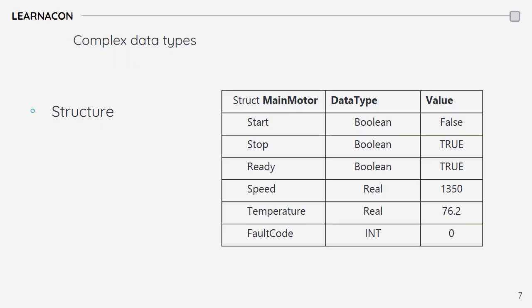The structure type allows a programmer to group together all of the variables and parameters associated with a control object. For example, we have created a struct variable that contains all of the signals and parameters associated with the main motor. Inside a structure, you can use complex data types like struct and array as well. To access structure elements, dot separator will be used, like mainMotor.start or mainMotor.speed.